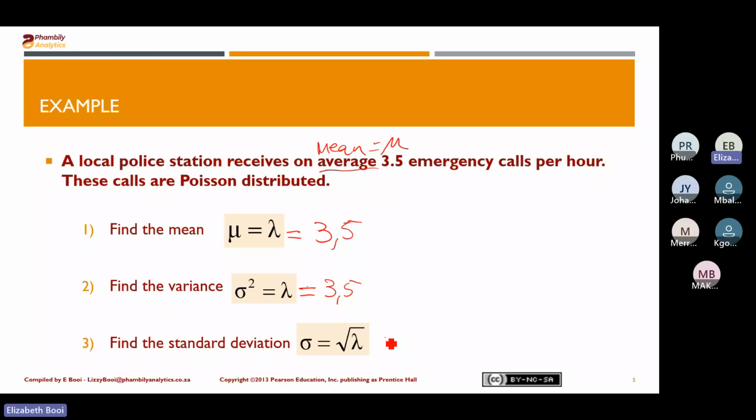And find the standard deviation. Our standard deviation will just be the square root of 3.5, which is equal to, I need to get my calculator, the square root of 3.5 is equal to 1.87. That's easy, right? So with Poisson distribution, you should be able to calculate the mean, the variance, and the standard deviation with ease if you get them in the exam or your assignment.